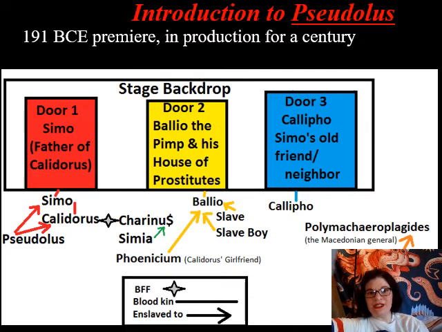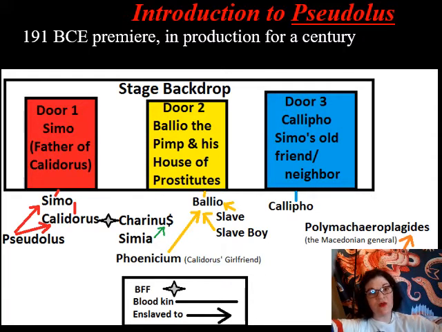We are now getting into the plot of the Pseudolus, and this is a diagram of the stage with all of the characters that's well worth keeping open while you do the reading. And this is how the characters would have mapped onto the stage background itself.